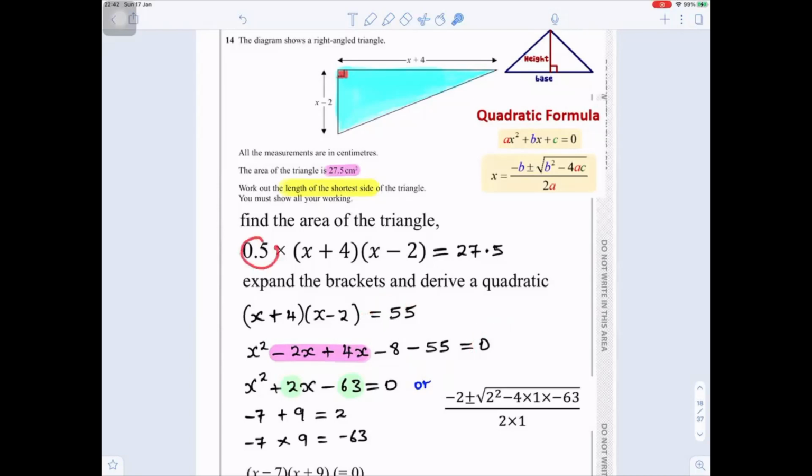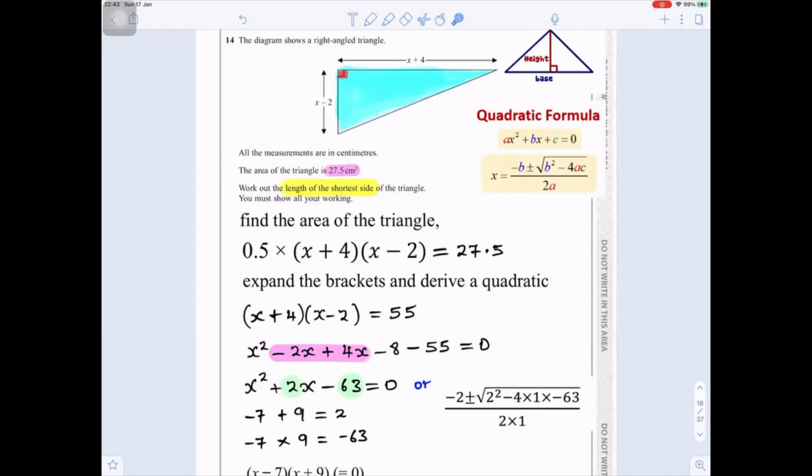So 0.5 is the same as a half. We take it to the right and times the 27.5, and that gives us 55. And we minus 55 on both sides, or we take it to the left, and it becomes 0 on the right, and minus 55. So we have x squared, minus 2x plus 4x gives you plus 2x, minus 8 minus 55 gives you minus 63, equals 0.